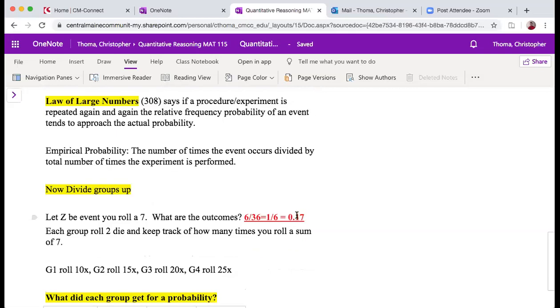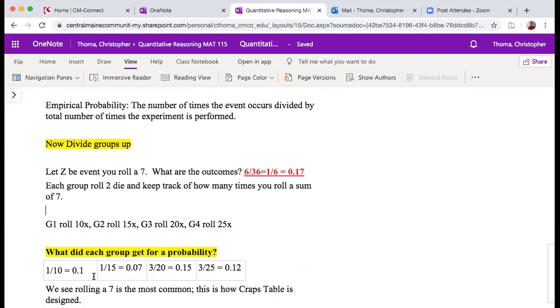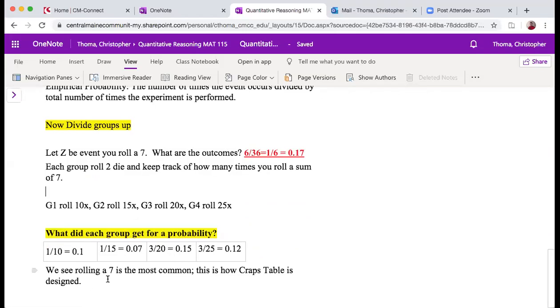And this is how a lot of games are played, casinos, lotteries, all these things. We use what we know should happen, and then our sample statistics, which is what you just did, will approach that if you stay long enough, right? And like I say here, 7 is the most common. This is how the craps table is played in the casinos.